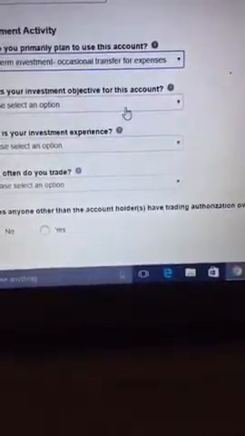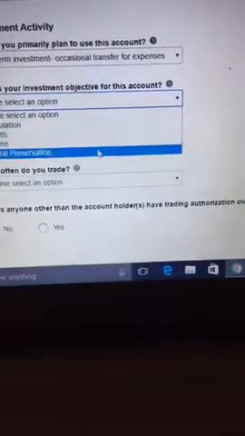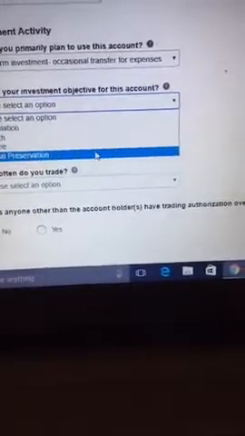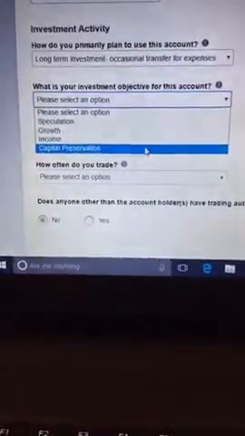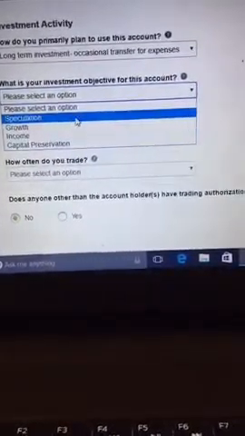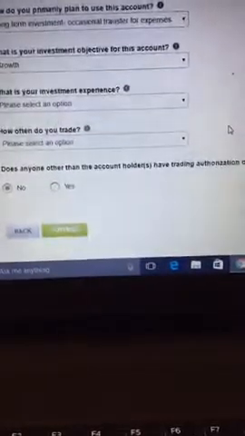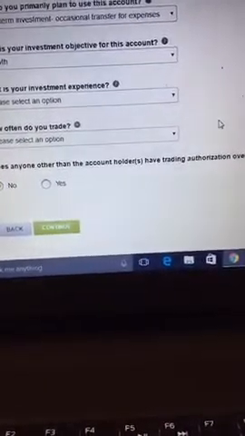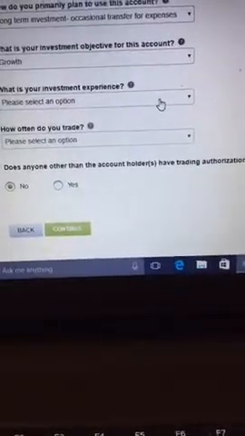What is your investment objective for this account? Speculation, growth, income, capital preservation. Capital preservation is basically to have liquid money there, just have money preserved if you need it. Income means like to live off dividends. Growth, speculation. I'll just do growth. It depends on your situation. They're just asking to get a gauge of why you're doing it, but you can really pick what you want. It's really not that big a deal.